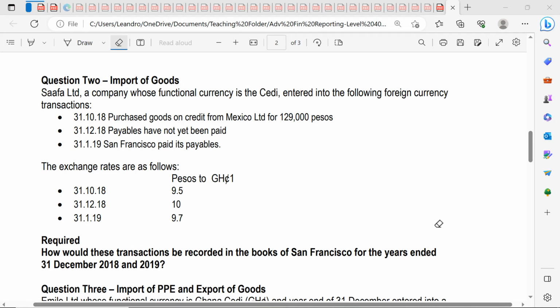In question 2, the entity has the functional currency of Ghana cedi. So it's cedi functional currency, and then purchased goods. So that makes it purchases and payable on credit, purchases and payable from Mexico. Now take note that if the goods were not acquired on credit, it means maybe they paid cash. Then immediately they will pay the cash. So they will convert the transaction and pay the corresponding cash. And so we wouldn't have a balance at the end of the year.